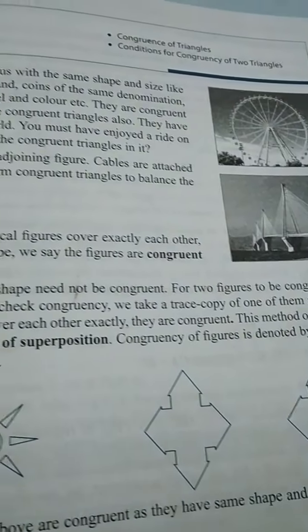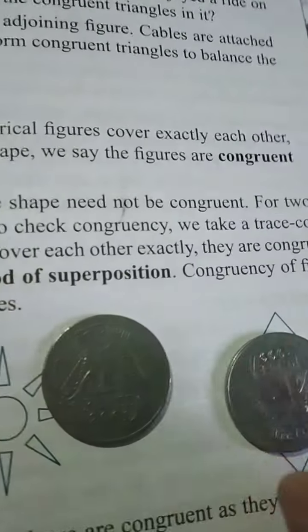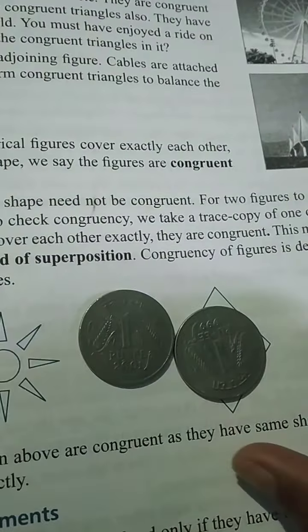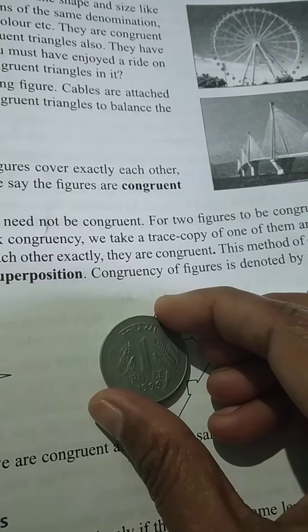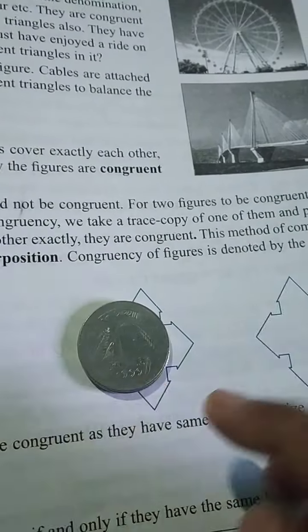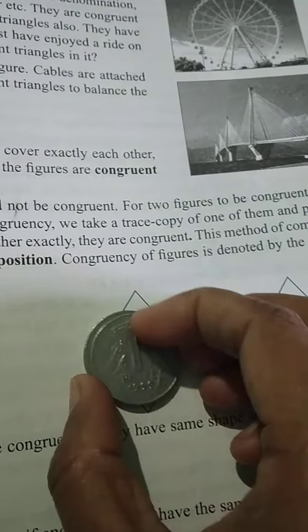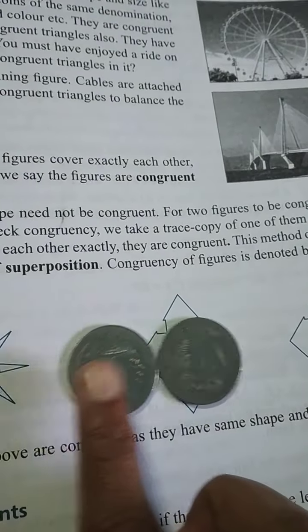For example, let us see these two coins. This is a 1 rupee coin. If I put one coin upon another, it is covering it exactly. So both are congruent. Okay, both the coins are congruent.